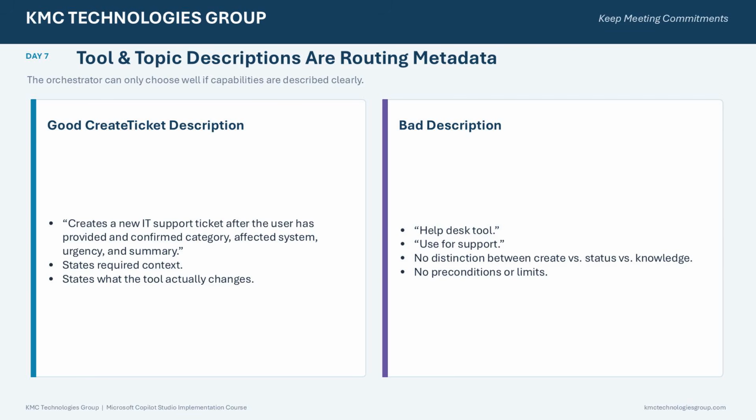Routing should be based on intent, not keyword matching alone. Two users may both mention VPN, but their goals may be completely different. One may be asking what the VPN policy says. That is a knowledge question. Another may explicitly ask to open a ticket because the VPN is unavailable. That is a transactional request. The orchestrator must distinguish what the user wants to accomplish, not simply which words appear in the message.